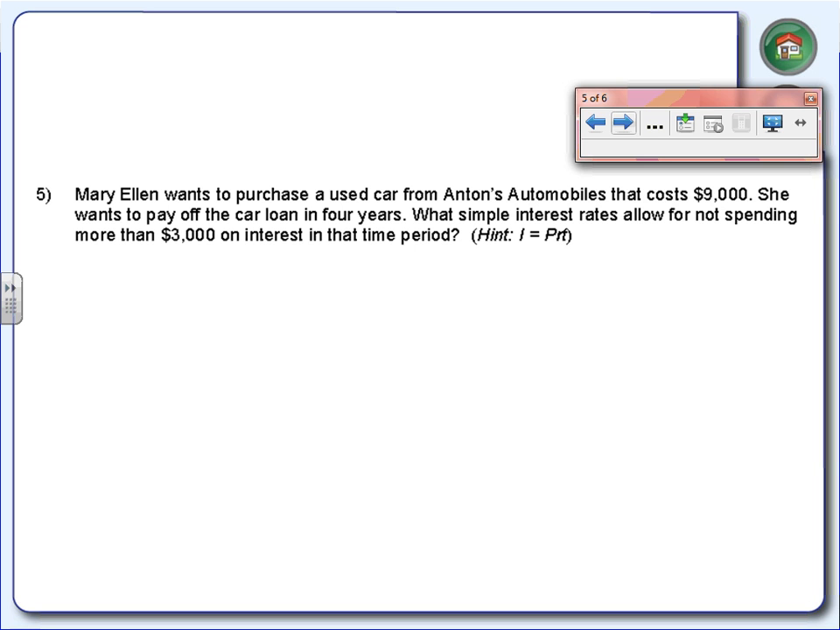Now, they gave you a hint here, and that hint is important. I stands for interest. P, anybody know what the P stood for? Y'all seen this equation before, right? P is for what? Well, in this case, it is going to be for the price, but it stands for principal. R, what does the R stand for? Rate. And T stands for time. And when we say time, we're talking in years here. So this is what we're going to use.